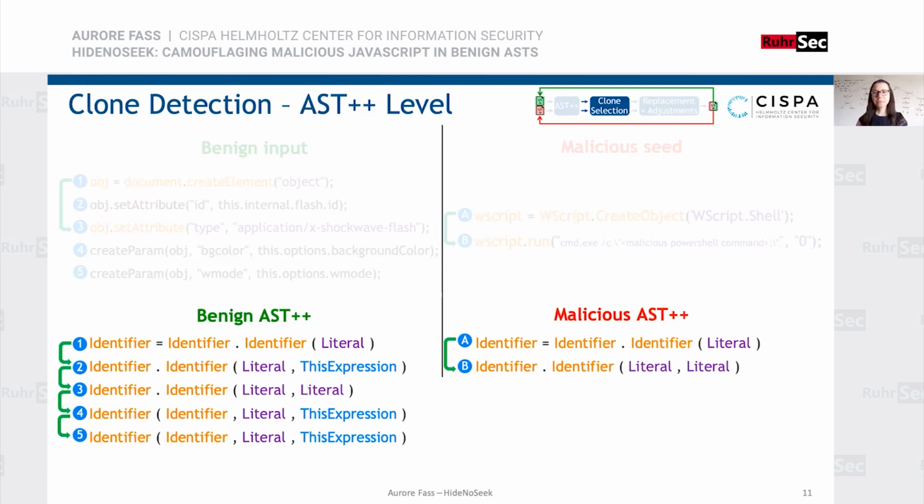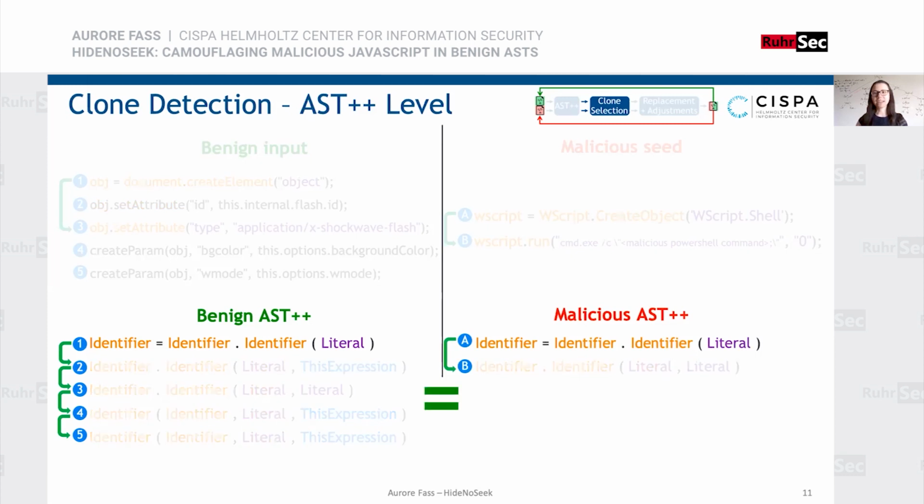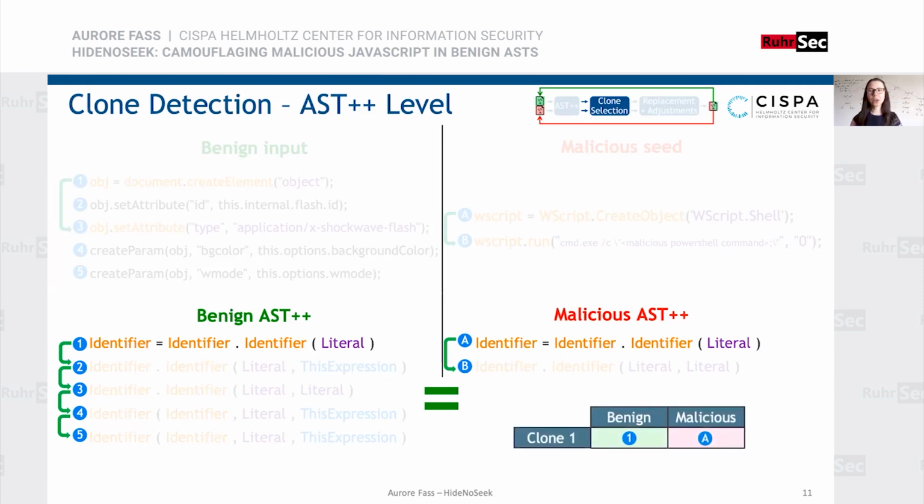So here we are. And now HideNoSeek is comparing the two ASTs with one another, but here we are looking for identical syntactic structure between the benign and the malicious AST. So we are looking for clones. To do that, we will compare the syntactic structure of each benign statement with the syntactic structure of each malicious statement, so basically doing the cross product of all possibilities. Meaning that we compare 1 and A, which actually already match. So that's great. We have found our first clone.